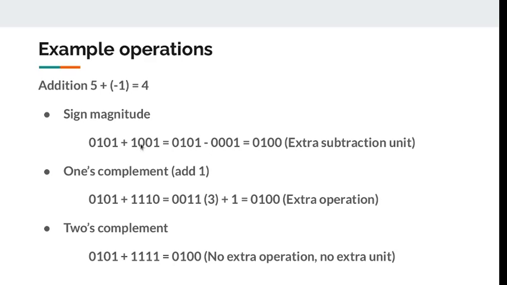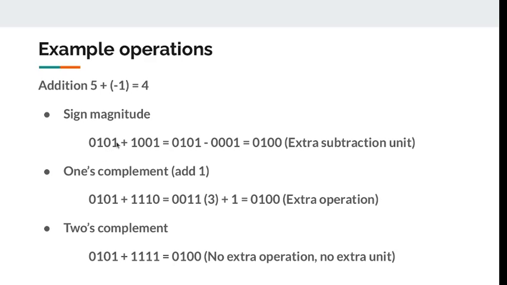But let's see some operations here. So if we are doing some additions, right? For example, if I want to do 5 plus -1, it should be equal to 4, right?